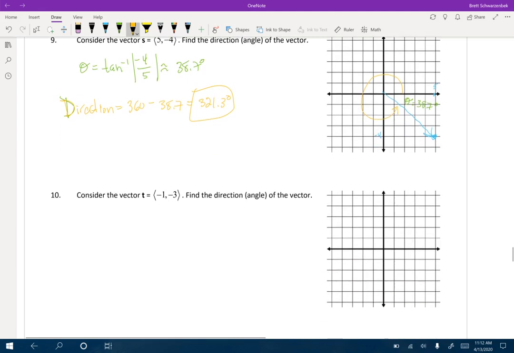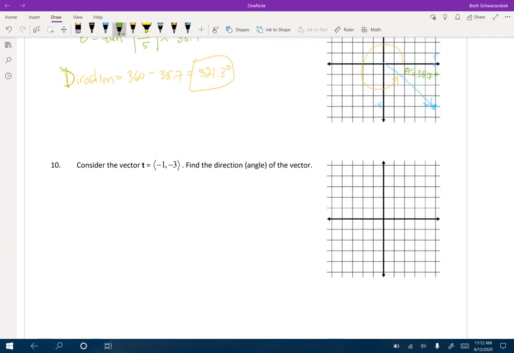Let's do one more. So -1, -3, which is our AB. That's going to be -1 over here, -3 down here, which is going to give us this tiny little vector here. So we know that our direction is going to be this guy, which is going to be somewhere between 180 and 270. But we know that our reference angle is right there.